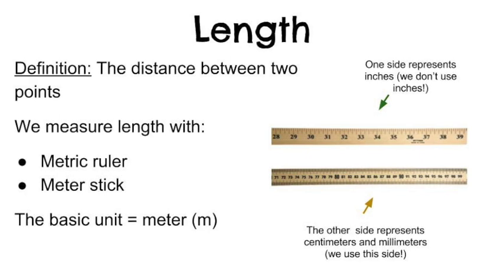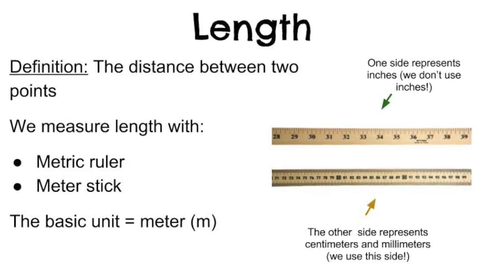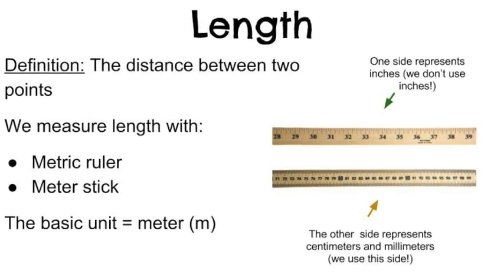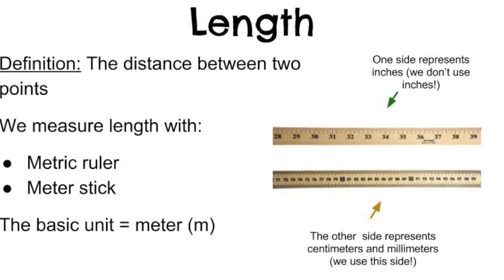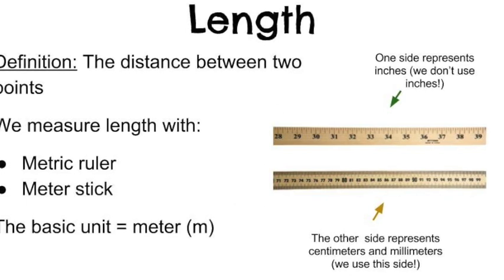The basic unit is meters, but notice the picture on the right shows you that one side is in inches, which is super spaced out and goes up to only 39, and the other side has very small units and goes up to 100. That represents millimeters, and that is the side that we would use.